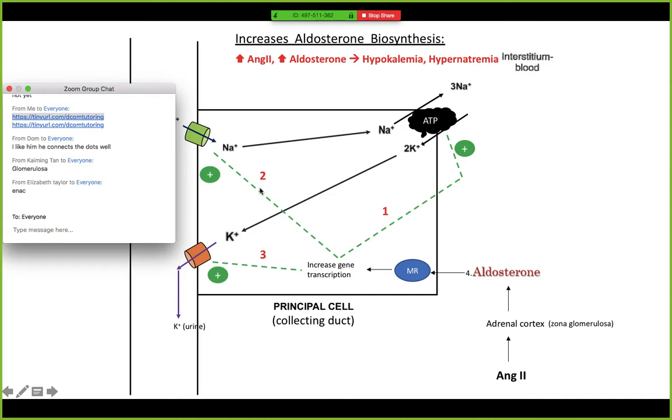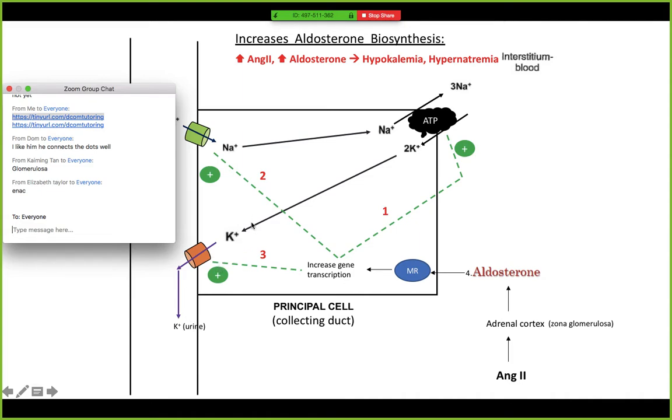And then gene 2 is going to increase the activity of your ENaC channel, which is, of course, going to further drive the activity of the sodium-potassium ATPase pump. And then gene 3 is acting on this potassium channel here, allowing potassium to leak out into the urine.